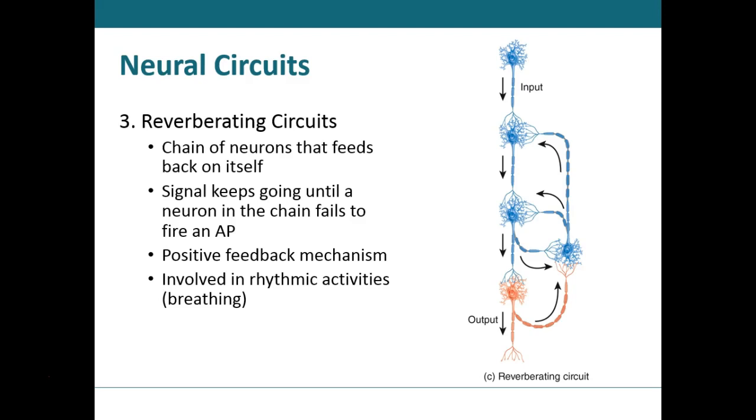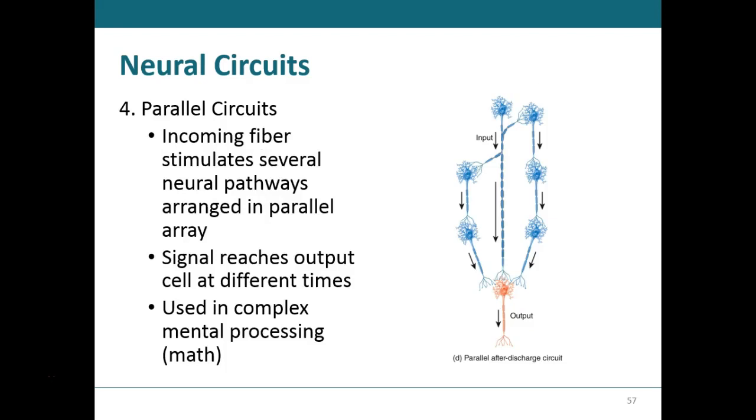positive feedback rhythmic activity. And then parallel circuits, where we have incoming nerves stimulating several pathways arranged in a parallel array. So the signal reaches the cell at different times and continues to stimulate that postsynaptic or outgoing cell. So you can see you've got 1, 2, 3 parallel pathways of input coming into the cell for the output. So we use these types of pathways and circuits in a lot of the more complex mental processing, such as math and scientific reasoning.